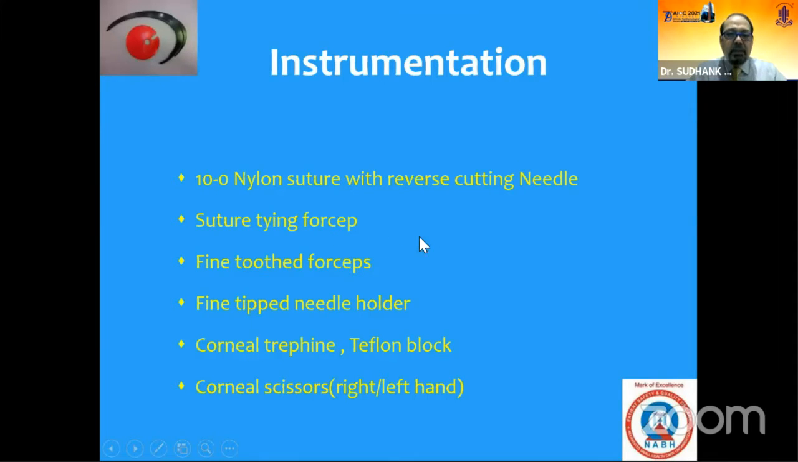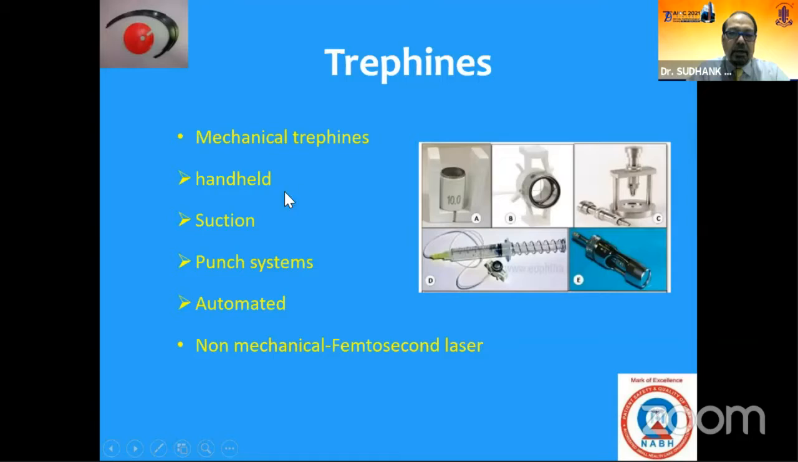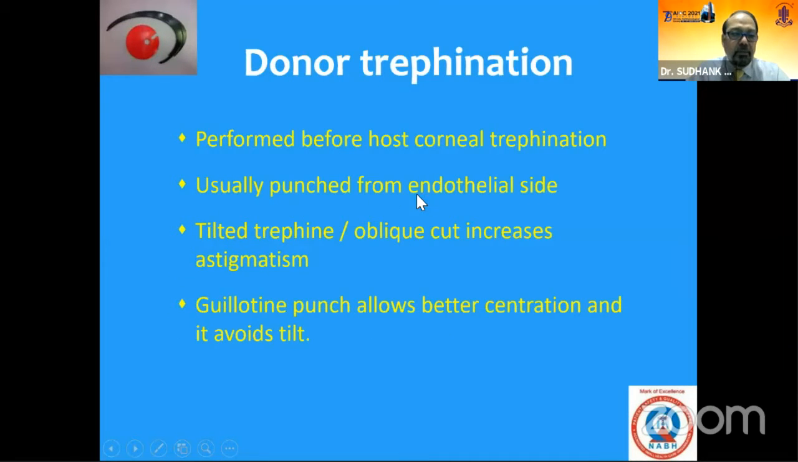Instrumentation is simple. It's only suture and a few good needle holders and forceps and corneal scissors. And preparation is, you have to keep hypotony and good peribulbar anesthesia. Some pediatric patients might require general anesthesia, painting, draping with 5% povidone iodine. Trephines are handheld or suction trephines or punch systems and automated trephines. And also we have the non-mechanical trephine, which is femtosecond laser, which is excellent for making a beautiful round circular trephination.